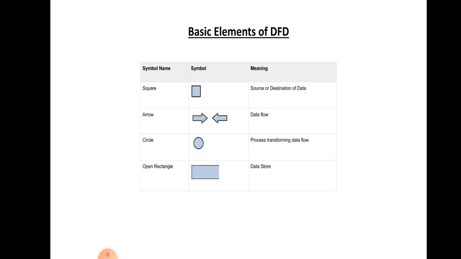These are the basic elements or notations of a data flow diagram. There are four elements. One is the square shape, which indicates the source or destination of the data. The arrow symbol indicates the data flow between the processes, the destination of the data, or the data store. The circle indicates the process. The open rectangle indicates the data dictionary or data store, which is mainly used to store information about the user or process or anything.